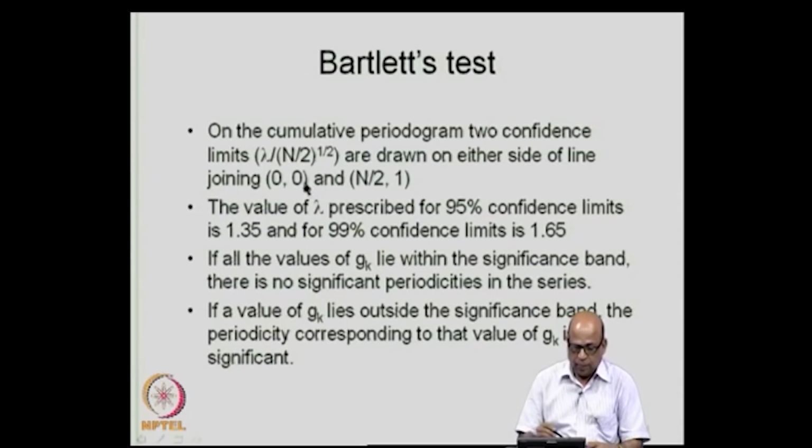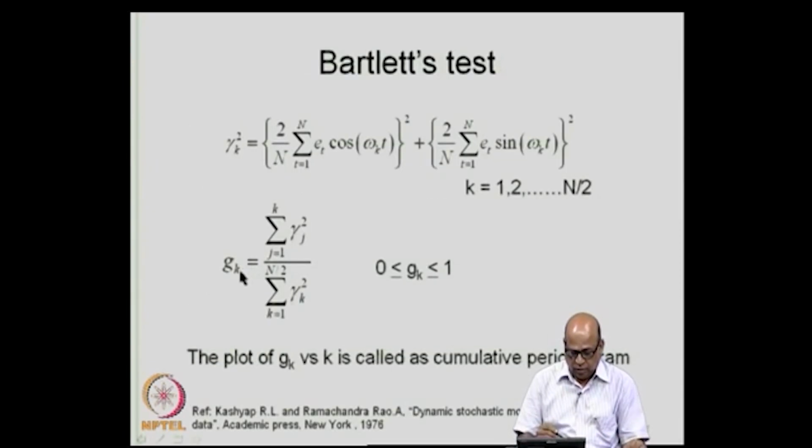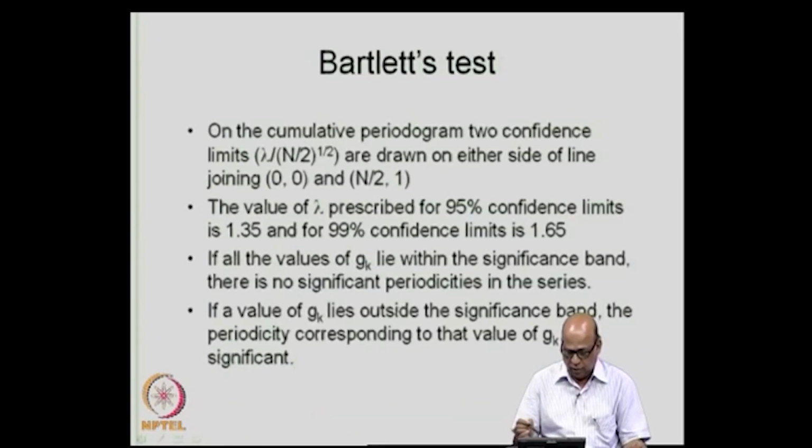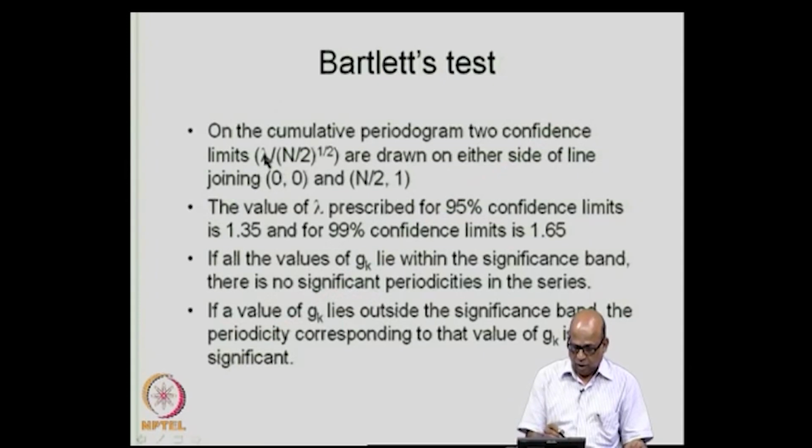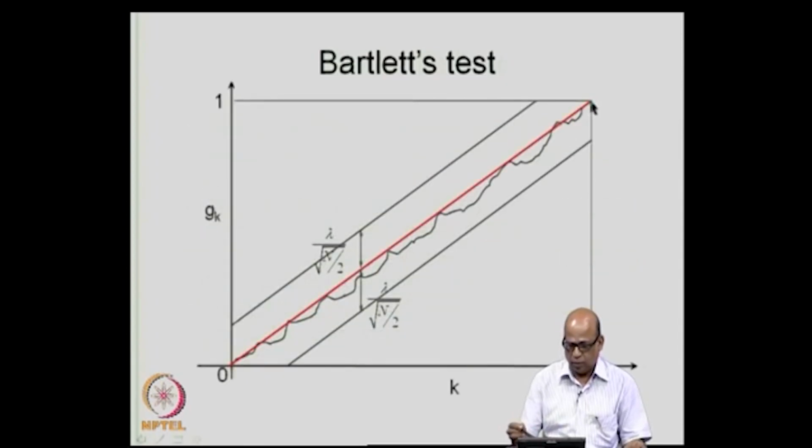So, let me summarize that. You first draw the cumulative periodogram by constructing g k for each of the k values. You have n by 2 values and therefore you construct g k versus k for n by 2 values. Then on the cumulative periodogram, 2 confidence limits given by lambda by root n by 2 are drawn on either side of the line joining 0 0 and n by 2 comma 1. What is 1? 1 is the maximum value of g k, and n by 2 corresponds to your maximum lag k max. In fact, this corresponds to a frequency of 0.5.